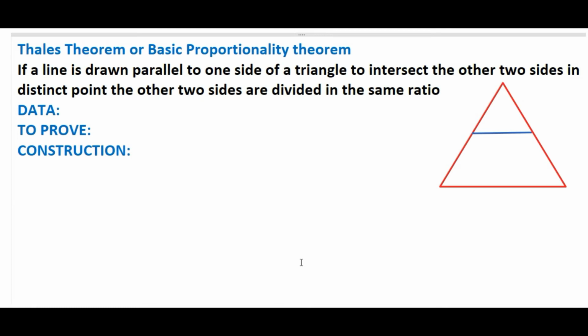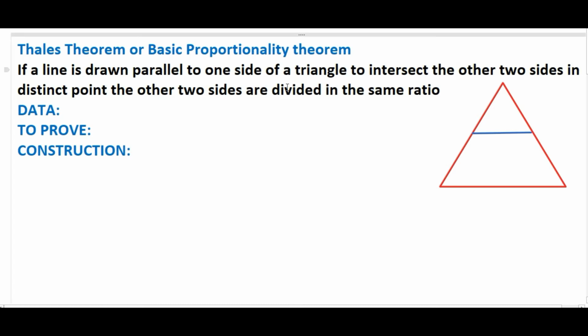We have already learned about similarity of triangles. Two triangles are said to be similar if the corresponding angles are equal and the corresponding sides are proportional. In today's video, we are going to do the proof of Thales' theorem or basic proportionality theorem, which uses the concept of similarity of triangles.